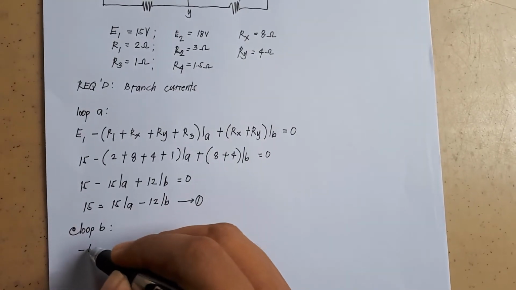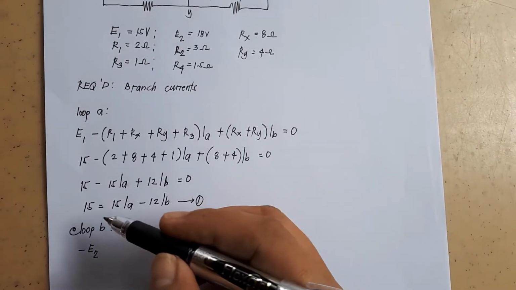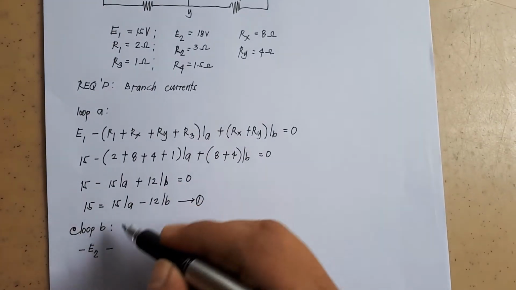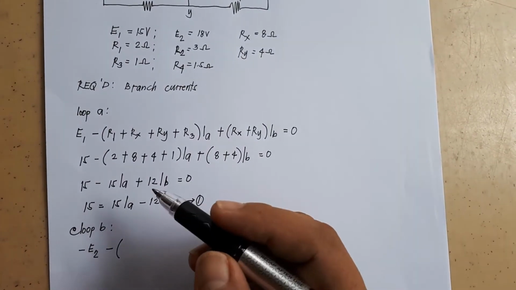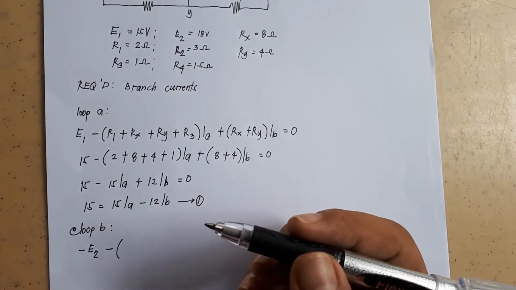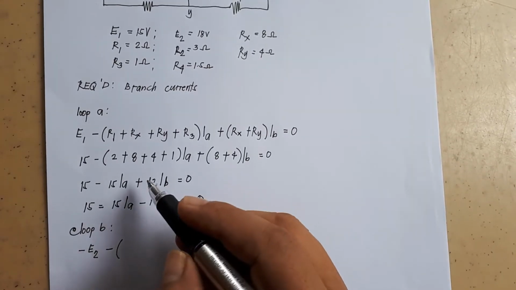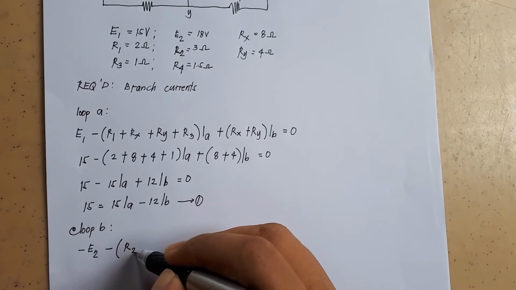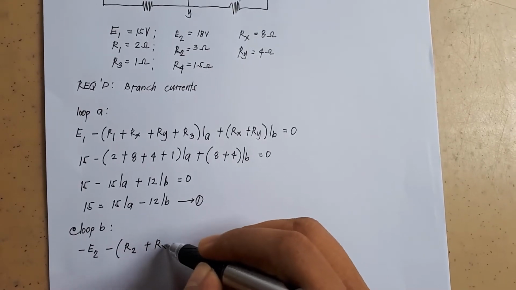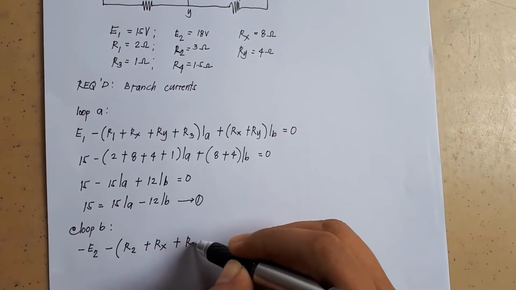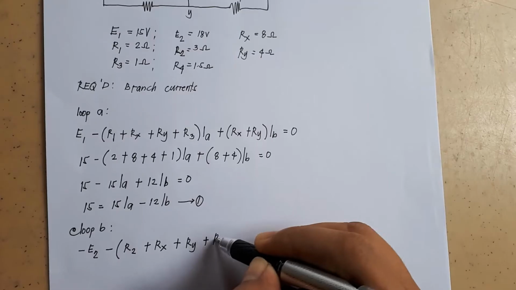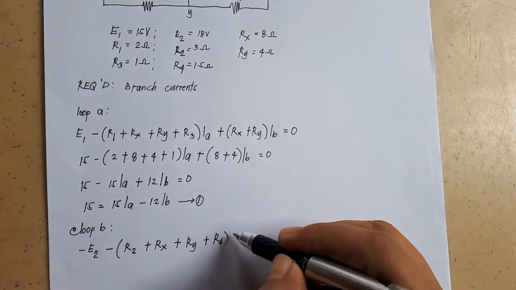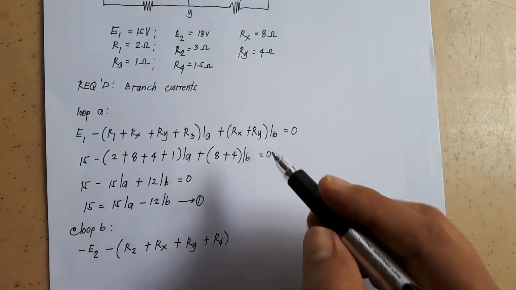Okay, so to continue, we have now negative E2, and then this time we apply the same thing we did at loop 1. So minus the resistances covered under this loop. All you have to do is sum them all together, starting with R2, plus Rx plus Ry and then plus R4. This time, since we are considering the major loop as loop B, the current is IB.